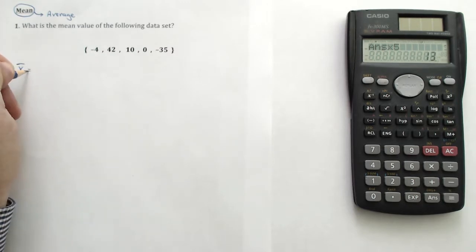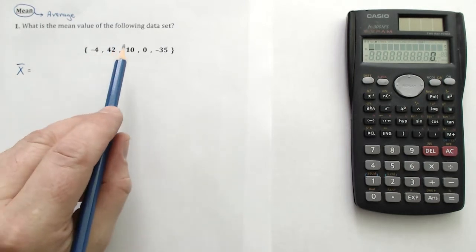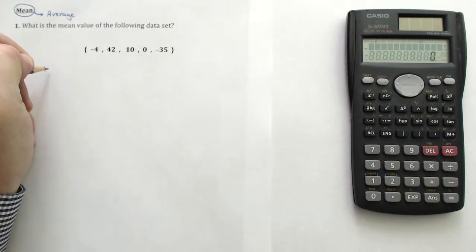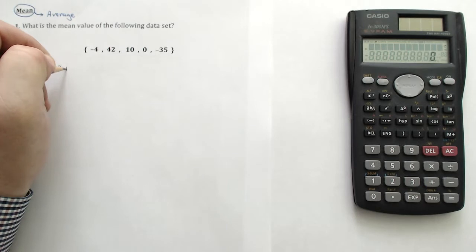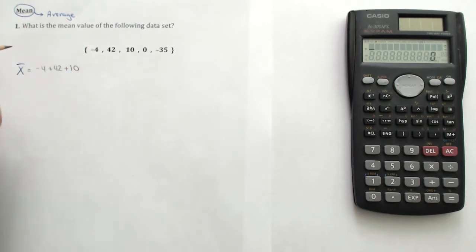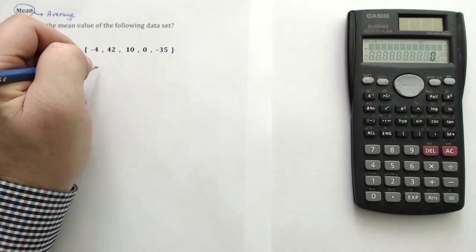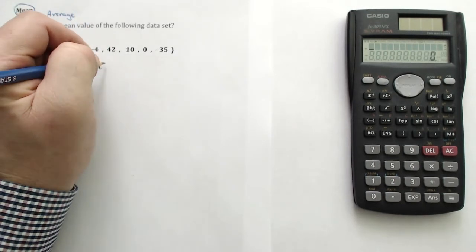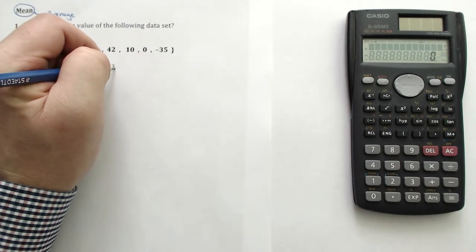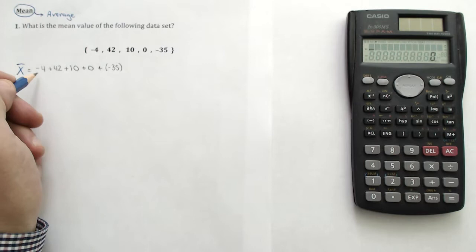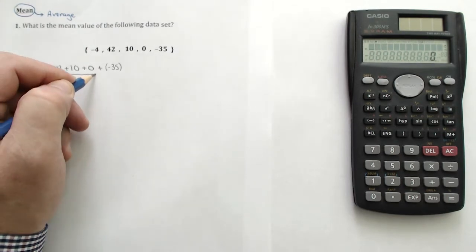And the way that we're going to go ahead and get the mean is to take each of these numbers and add them together. So I'm going to go -4 plus 42 plus 10 plus 0. I'm going to come back and talk to you about that one afterwards. Plus, and you have to be careful here, -35. And when I'm writing out my solutions, I like to use brackets to offset that negative.